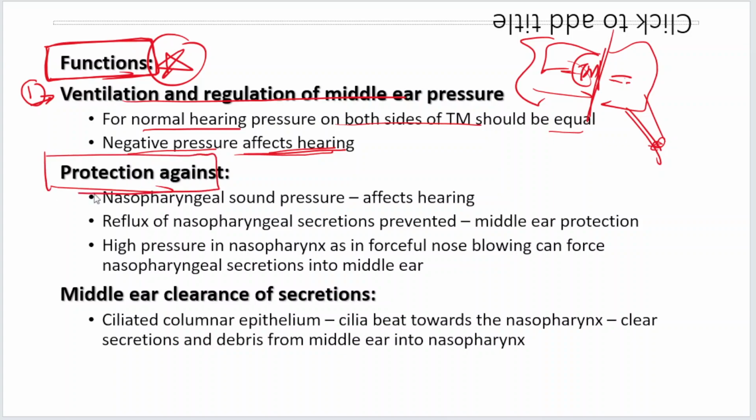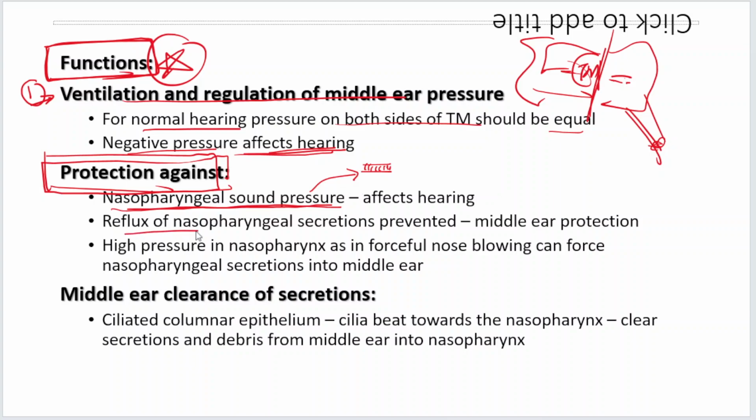Second one. When we are speaking, the sound of what we speak can enter into the middle ear, and it can prevent us from hearing the outside sound clearly. To prevent that, the Eustachian tube is closed, and it prevents nasopharyngeal sound pressure. The sound that we produce with our vocal cords can also affect our hearing, and because the Eustachian tube is almost always closed, it will prevent our own sound from affecting what we want to hear.